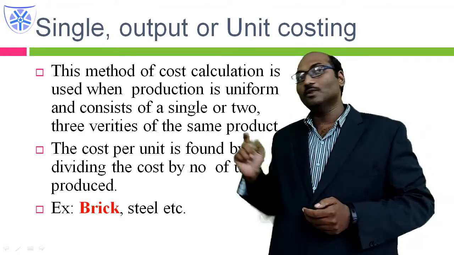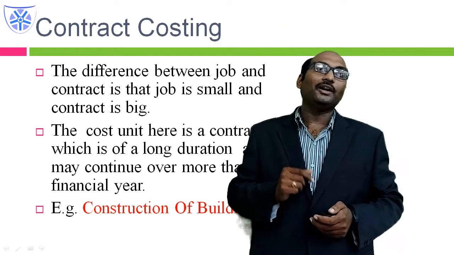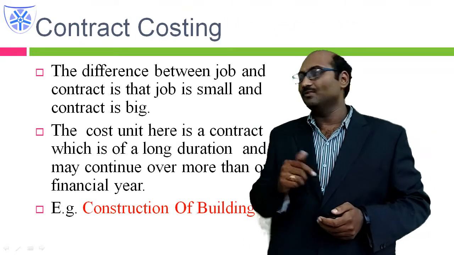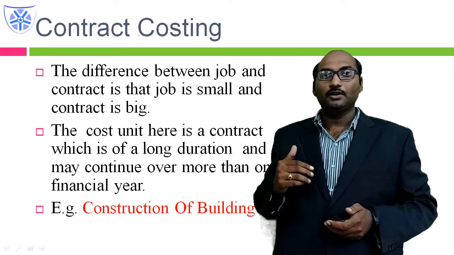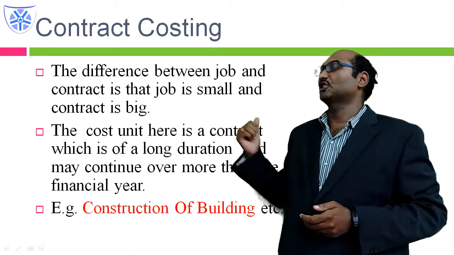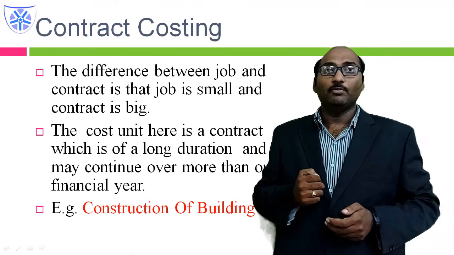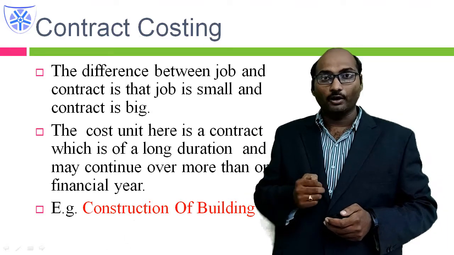The next one is contract costing. As we discussed, it is similar to job order costing, but a little bigger than that. So the construction of a building or something can be considered as contract costing.